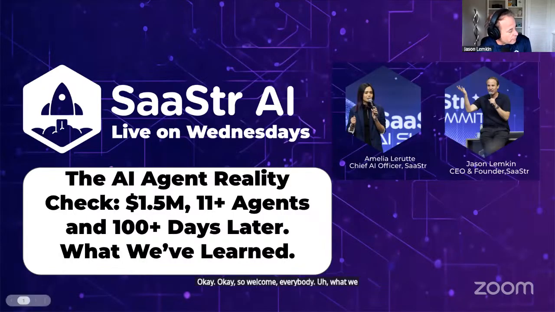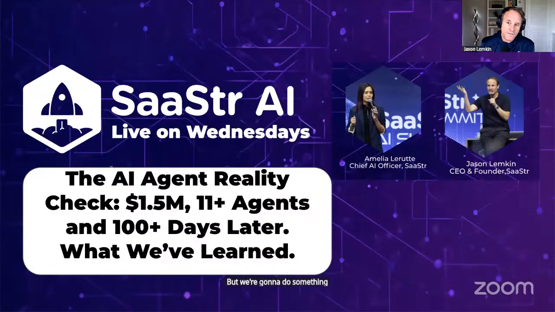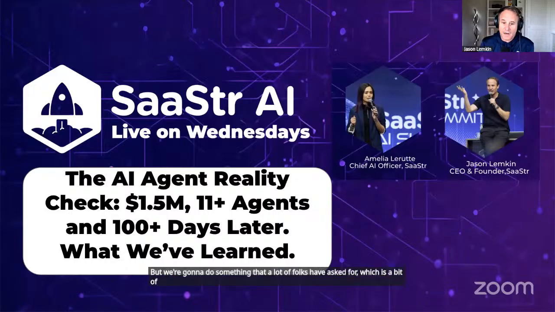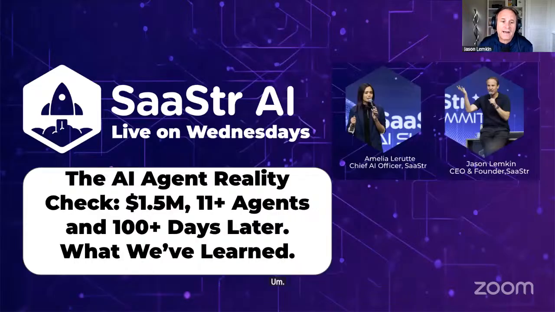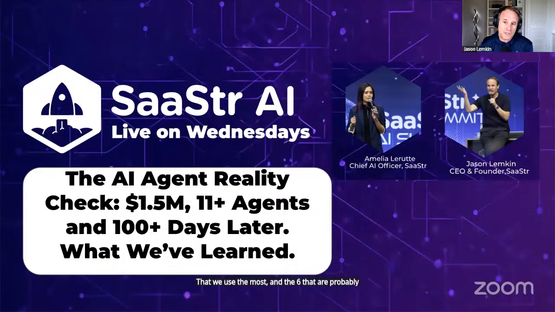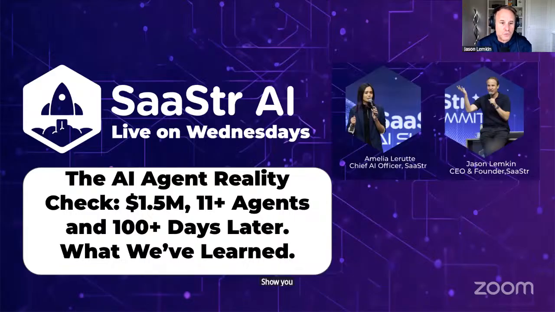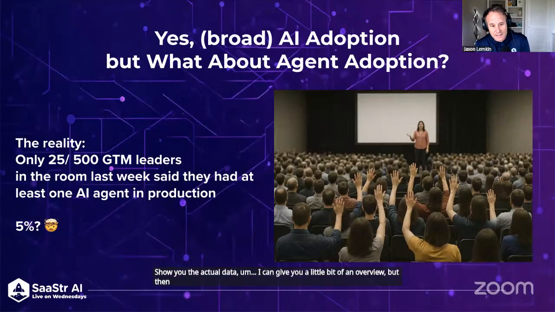Okay, so welcome everybody. What we're gonna do, Amelia will drive the slides, but we're gonna do something that a lot of folks have asked for, which is a bit of a deep dive on what we're doing, how we're using AI at SaaStr. We've chatted a lot about it. As Amelia will show you, we've got about 11 core agents we use and about 20 total, but we're gonna do a deep dive into the six that we use the most and the six that are probably most interesting to you guys, core AI agents that we use every day, how they work, and show you the actual data. I can give you a little bit of an overview, but then Amelia can dive in on most of them, and then I'll help.